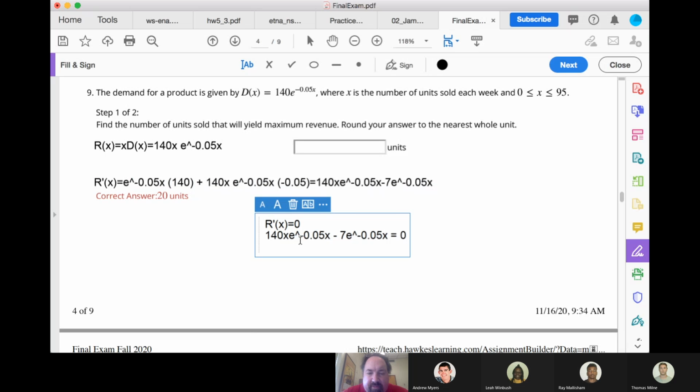Now, like in the last problem, we factor out whatever you can. We can factor out 7, and we can factor out the exponential. So what's left? 140 divided by 7, that is 20, and then we have x.